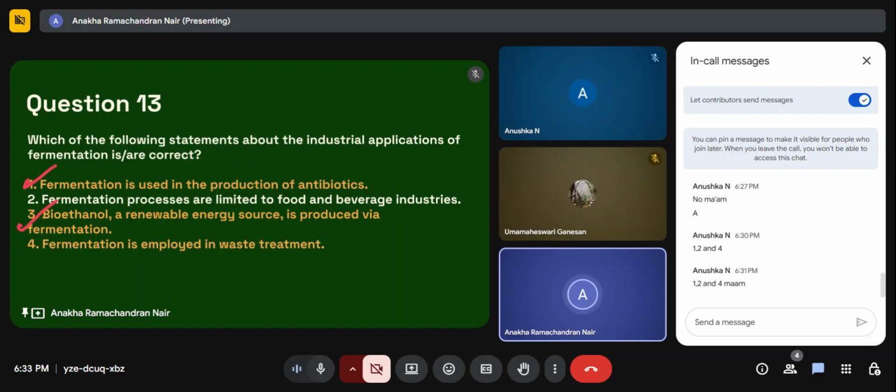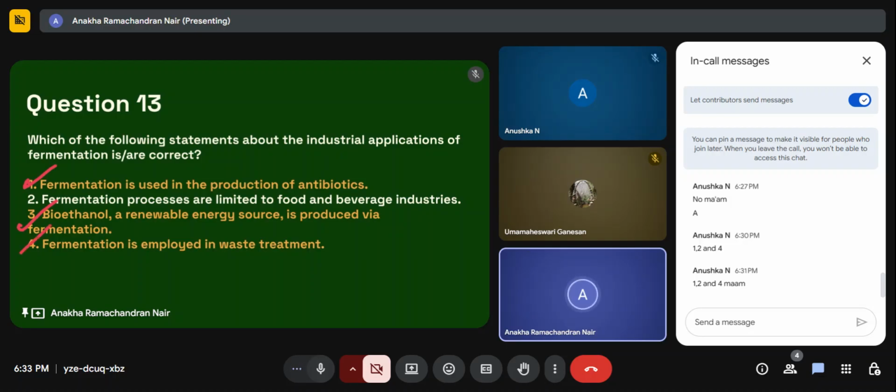So fermentation is employed in waste treatment, which is also correct. So if you have some dangerous chemicals in the waste, or chemicals that cannot be directly introduced into the environment, what you do is you introduce an inoculum of organisms into the waste, which can convert this dangerous chemical or compound into something that can be released into the environment, right?